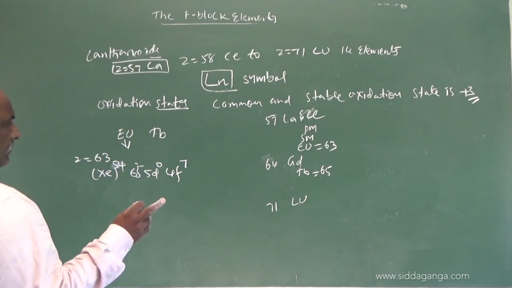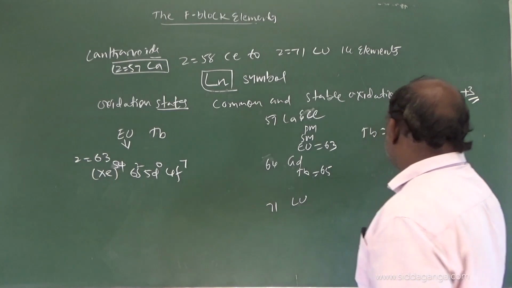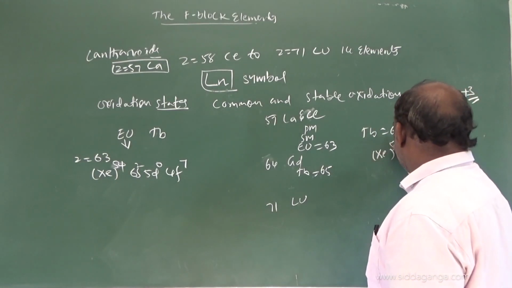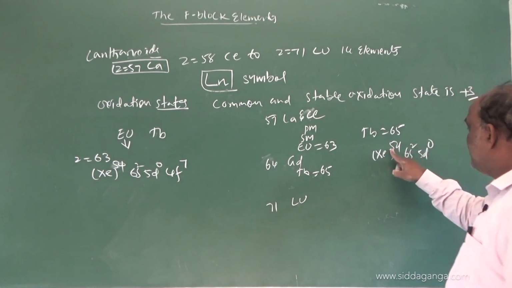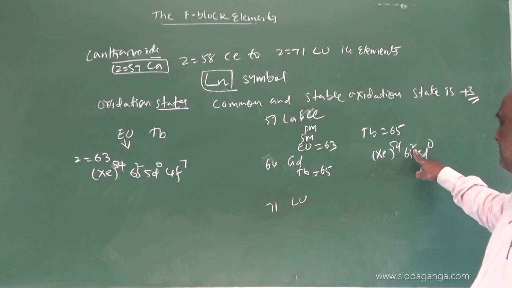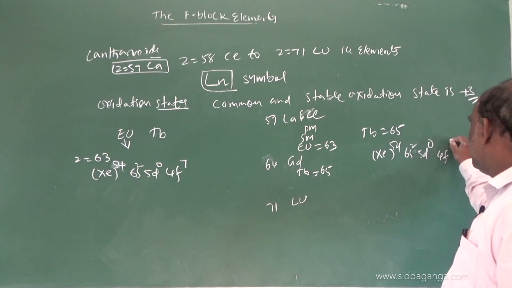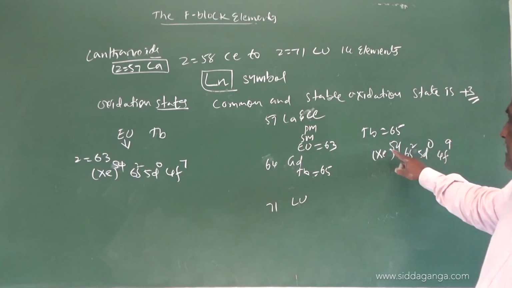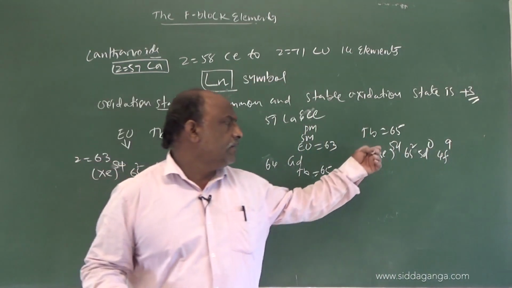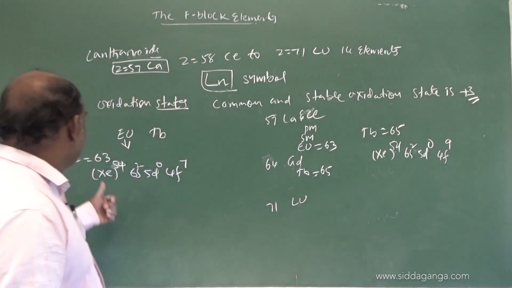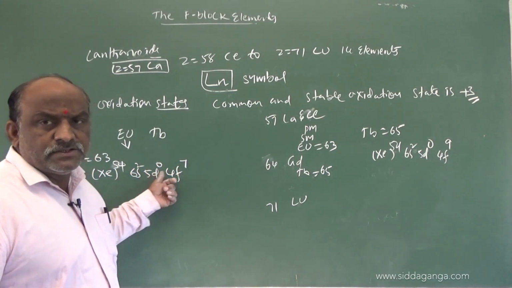Europium and terbium. Terbium is 65: xenon 54, 6s2, 5d0, 54 plus 2 is 56, 56 plus 9 is 4f9, so 9 plus 2 is 11. So it is the electronic configuration of terbium 65. And europium is 6s2, 4f7.